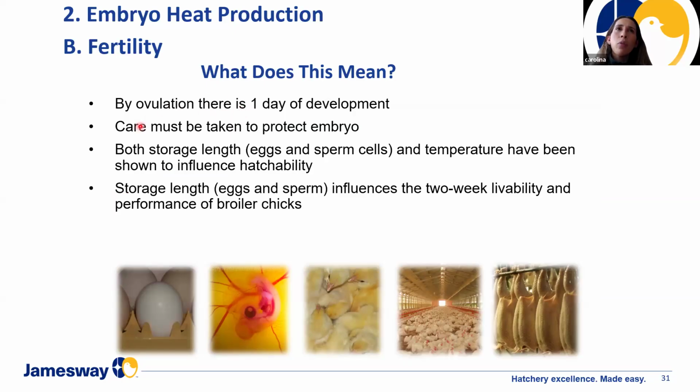So again, by ovulation, there is 1 day of development. Keep that in mind, which means we're having development here in the farm, in the breeder farm. Care will be taken to protect the embryo, so we might try to have the embryos, or the egg pack, handled as best as we can. Both storage length of eggs and sperm cells and temperature have been shown to have influence on hatchability. So storage length influences 2-week livability and performance of broiler chicks, as shown in the previous study.